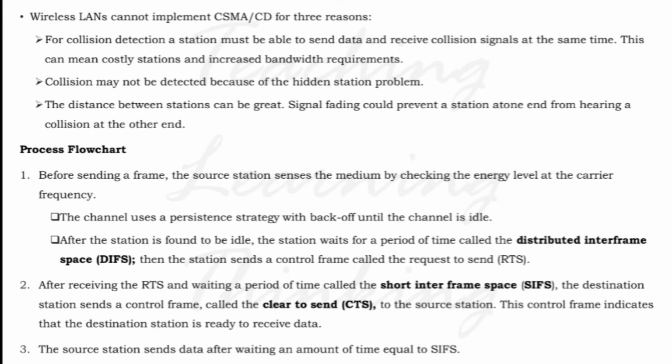The second step: after receiving the RTS, request to send, and waiting a period of time called the shorter interframe space, SIFS, the destination station sends a control frame called clear to send, CTS, to the source station. The control frame indicates that the destination station is ready to receive the data. The source station then sends the data after waiting an amount of time equal to SIFS.